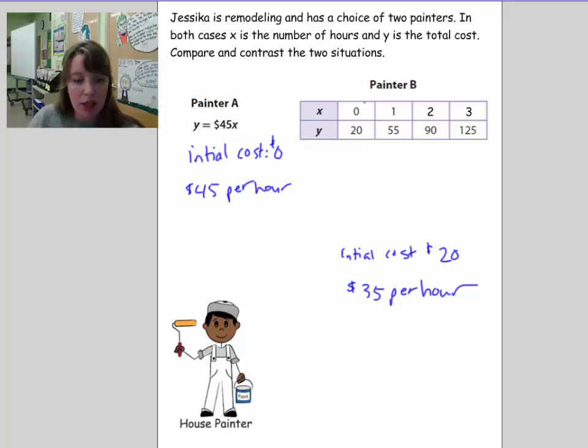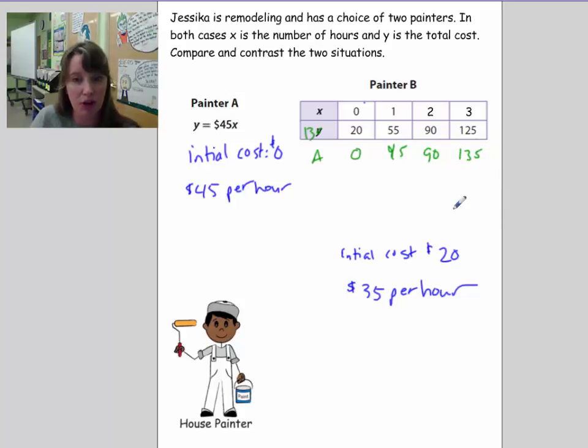So at a certain point, depending on what Jessica wants, if she just wants someone to come over and look at her walls, she would choose painter A because they wouldn't be painting at all. If she wants to paint for 1 hour, let's extend this table so that we can look at the cost structures of both of these painters. This is already painter B, so we'll leave this one at B. And so for 0 hours, painter A is $0. For 1 hour, painter A is $45. For 2 hours, painter A is $90, and then for 3 hours, it is $135.